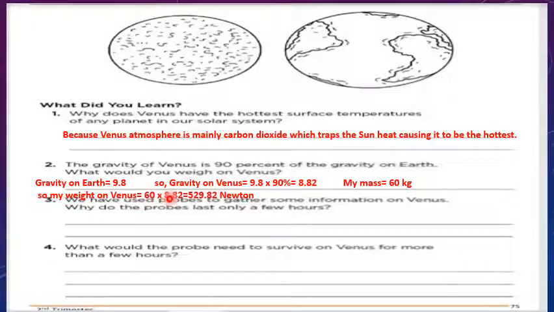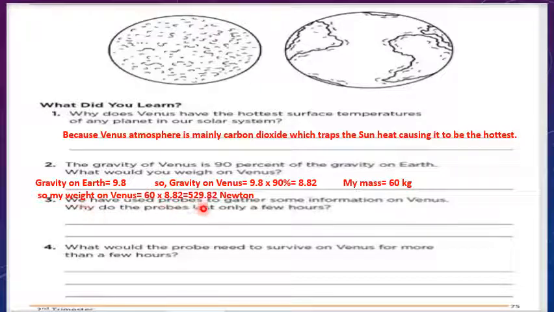60 times 8.82 equals 529.82. And we said last year that the weight is a type of force, so we're going to measure it with Newton. I just don't want you to worry about all of those calculations. You're not going to be tested with this. It's just extra information. So let's do the next question.